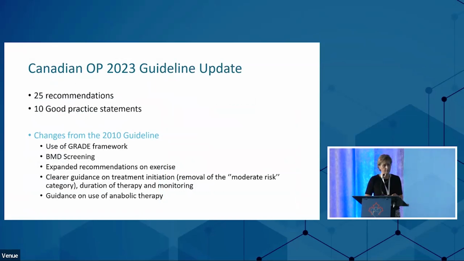So we have 25 recommendations and 10 good practice statements. Good practice statements are recommendations for which we did not review the literature because essentially it seems obvious, such as people should wear a parachute if they jump off a plane, so we don't do a review of the literature for these types of statements. There are some changes from the previous 2010 guidelines. As I've mentioned, the GRADE framework, we have different screening criteria for BMD, and then we have other recommendations, as you can see on the slide.